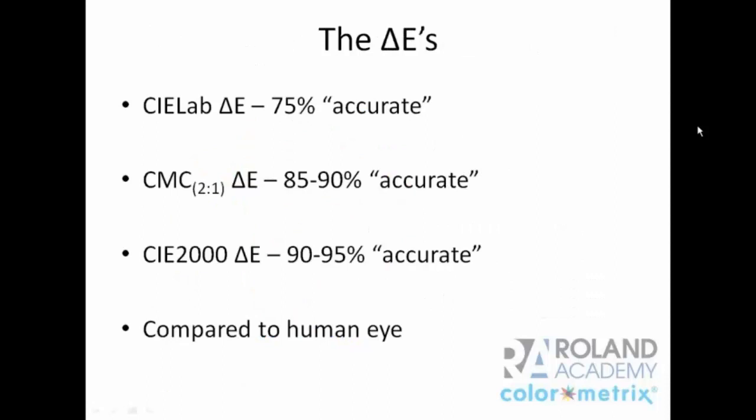So just as a little synopsis of these delta E's: they started out with the CIELAB delta E, and they discovered that was about 75% accurate compared to the human eye. CMC 2:1 delta E, 85 to 90%, but now with CIE 2000, we're at 90 to 95% accurate.